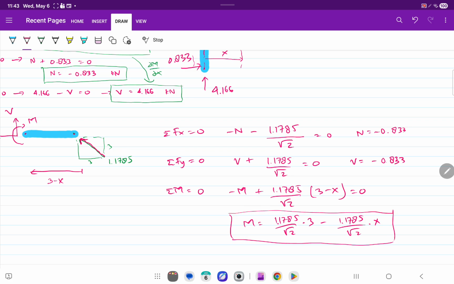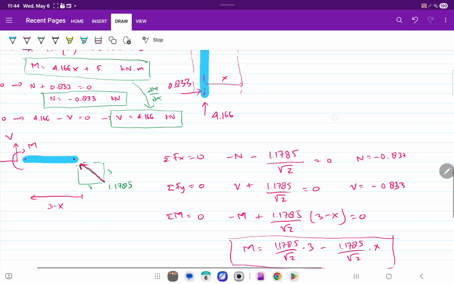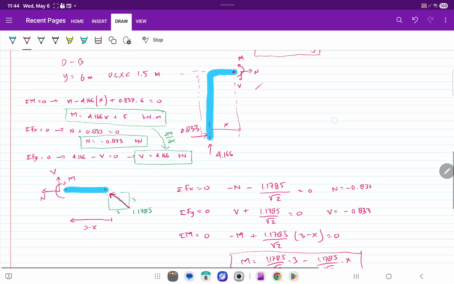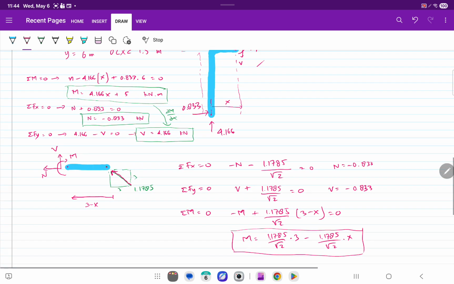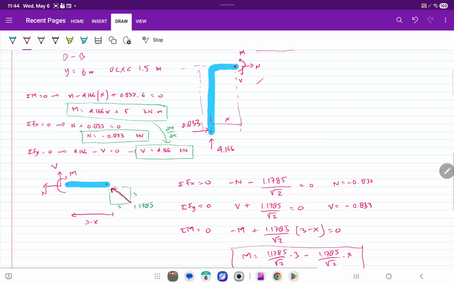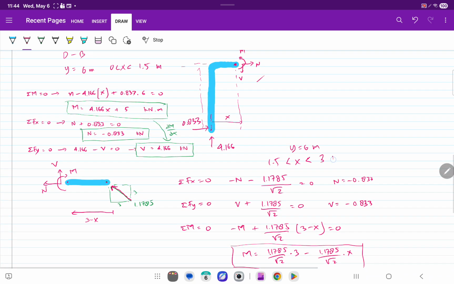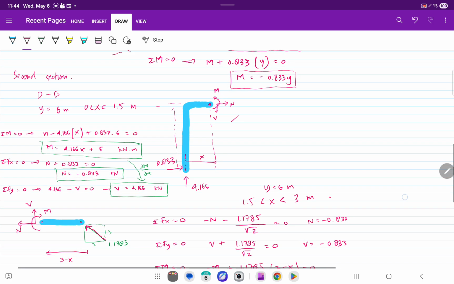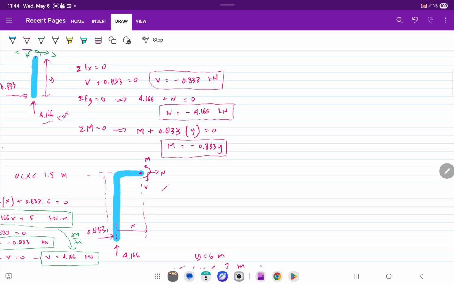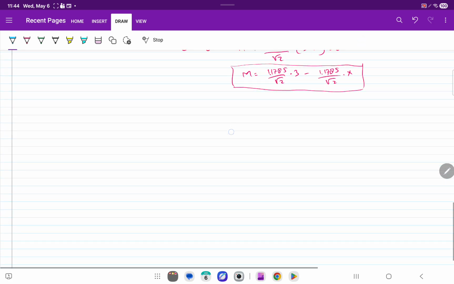Okay, so that's your V and M. You get it for the third section. The last part is for y equals 6 meter, but that x is from 1.5 to, how much is that? To 3 meters. Okay. Clear, yeah? So if you want to draw, let's draw the final one.